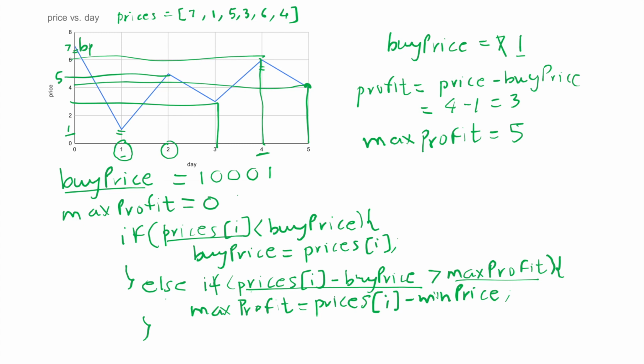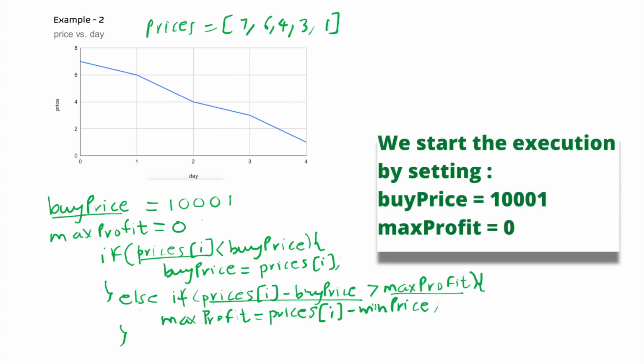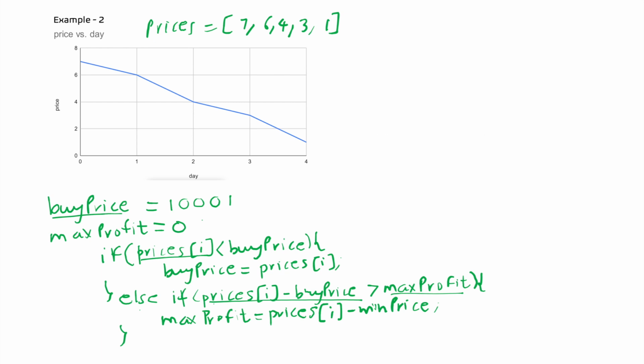Now we have finished iterating through the array of prices, and all we need to do is return max profit from the function. Now let's quickly look at the next example. In this example, array of prices contains 7, 6, 4, 3 and 1. When we plot this prices array to a graph of price versus day, we can see that the price of stock keeps dropping. So no matter when we buy the stock, we cannot make a profit.